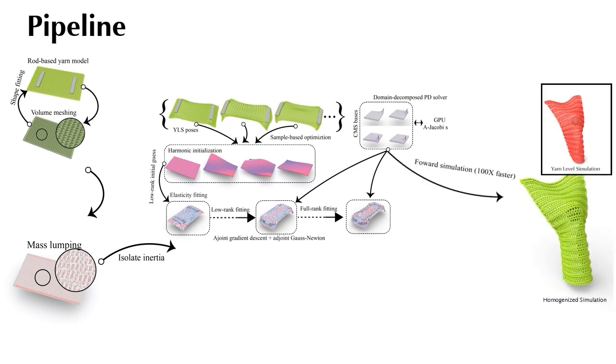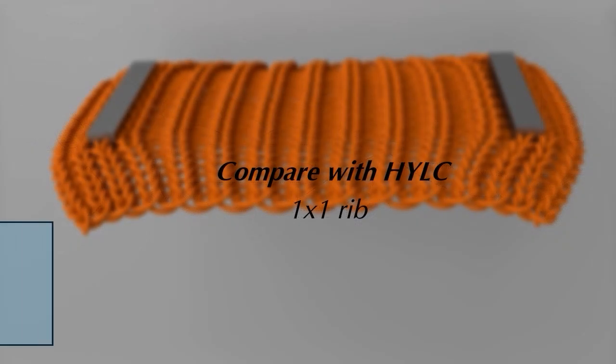Finally, we obtain a volume mesh with specific material distribution, which significantly speeds up high-quality knitwear simulation compared to full-scale yarn level simulation. Our first example is rib 1x1.